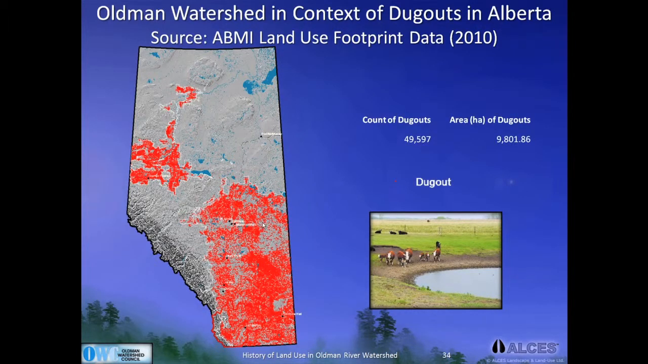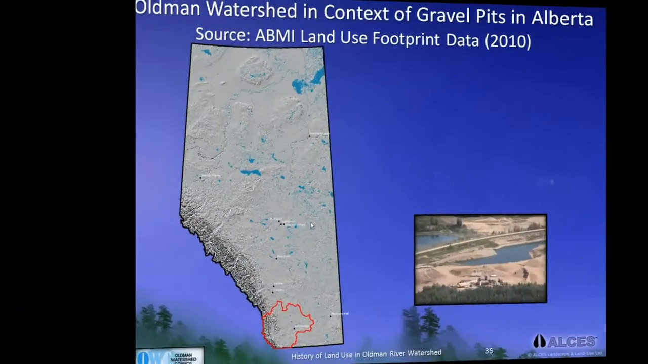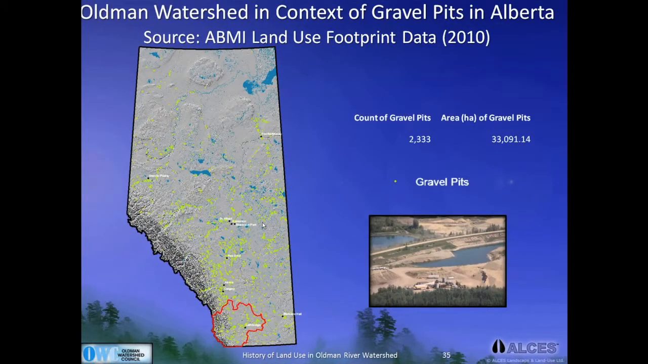Here we're looking at dugouts in red, and of course the dots can only be made so small, so there's spatial exaggeration, but nicely shows the distribution. And not surprisingly, the dugout distribution in the province of Alberta is associated with livestock, and since we've got a healthy and significant livestock population in the Oldman Watershed, there are equally lots of dugouts.